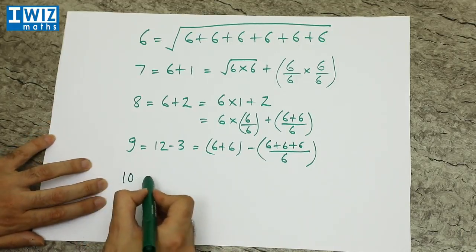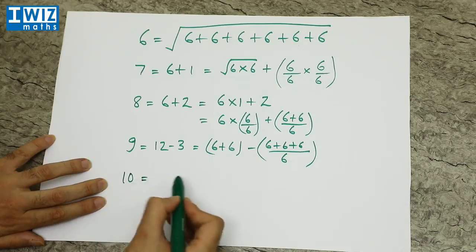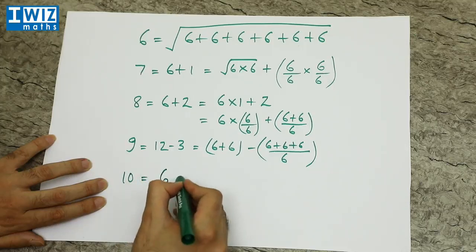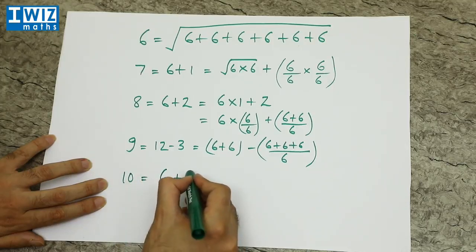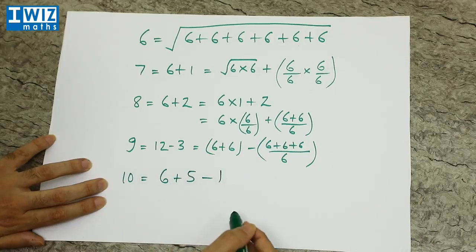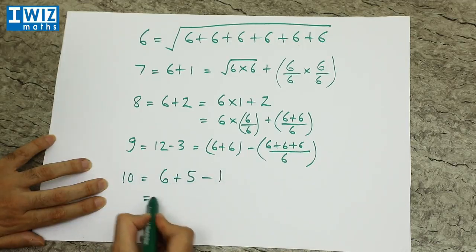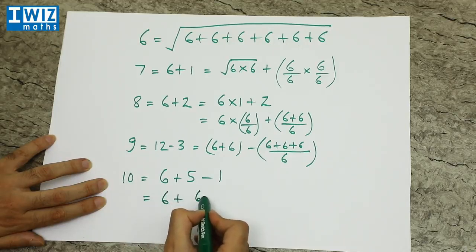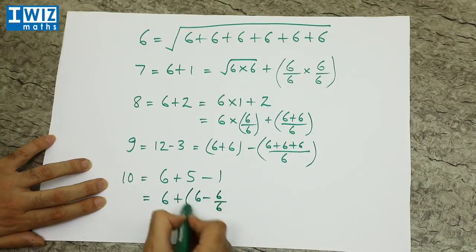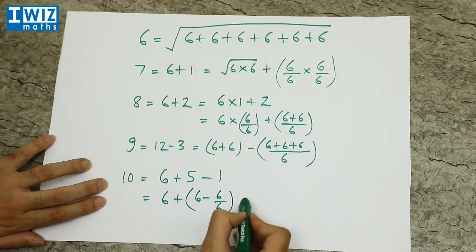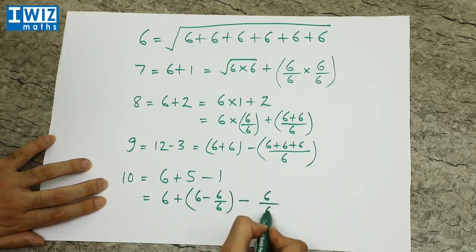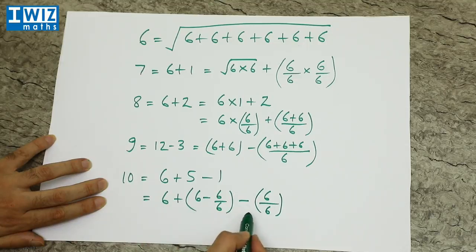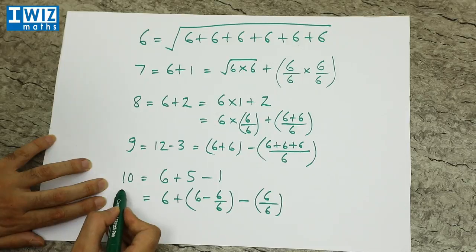And on to number 10. 10, we can think of getting to 10 by saying 10 is 6 plus 5 minus 1. So that would be 6 plus 6 minus 6 divided by 6 gives you 5, minus 6 divided by 6 gives you 1. So that's 6 plus 5 minus 1 gives us 10.